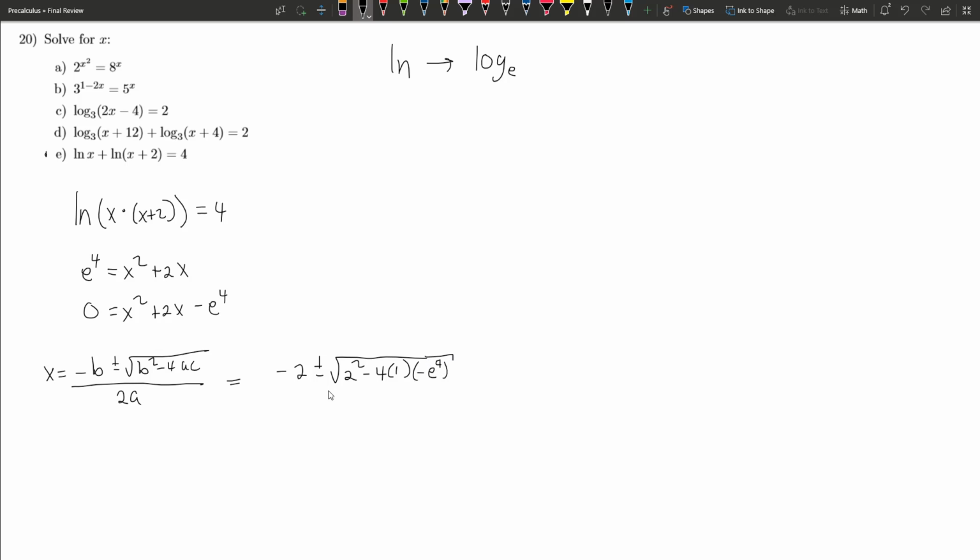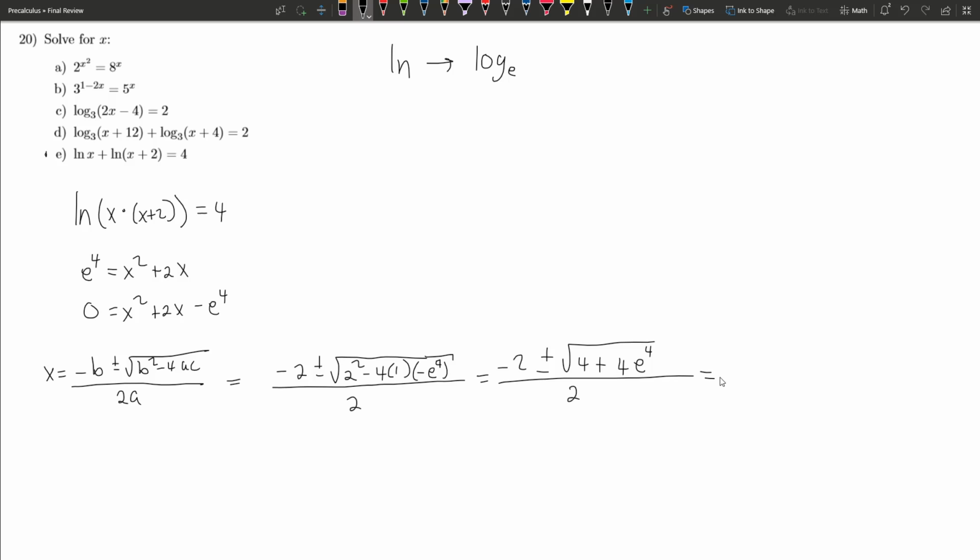Okay, over 2 times 1, which is just 2. All right, so let's see what this simplifies to. Negative 2 plus or minus all of that over 2. This thing is 4. Now, I know that minus and then negative, they cancel out, so that kind of becomes a plus 4e to the 4th. Okay, now I see we have a 4 in there.